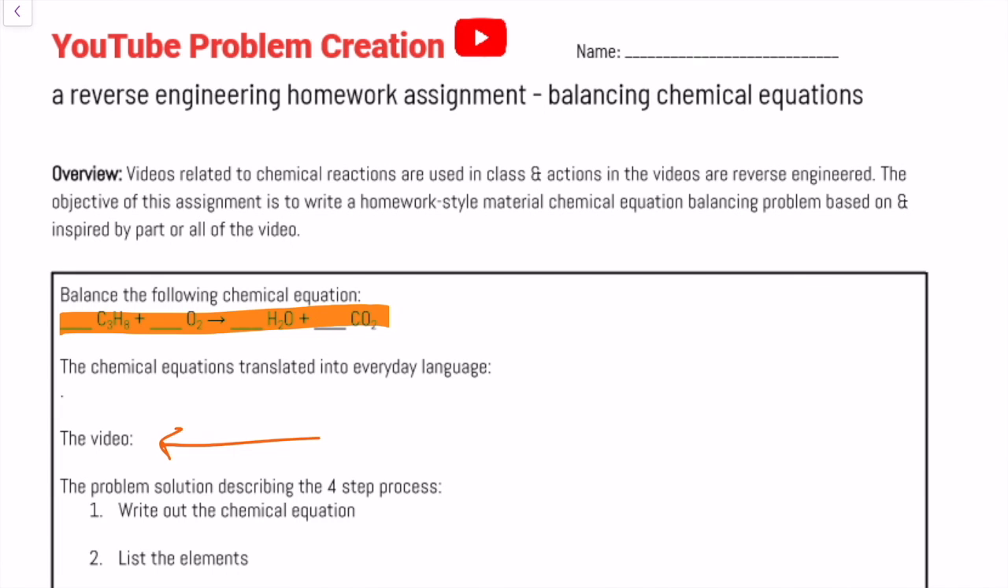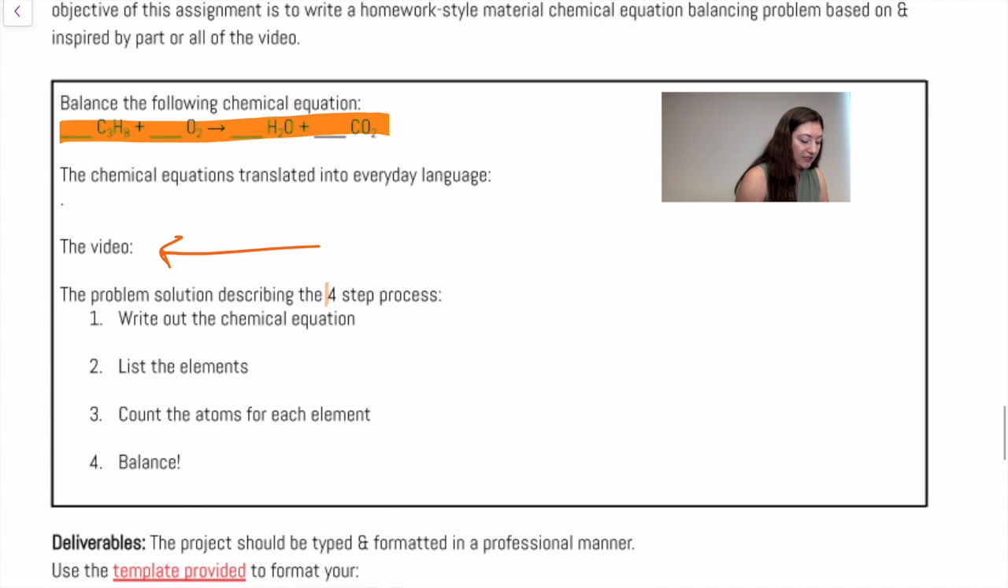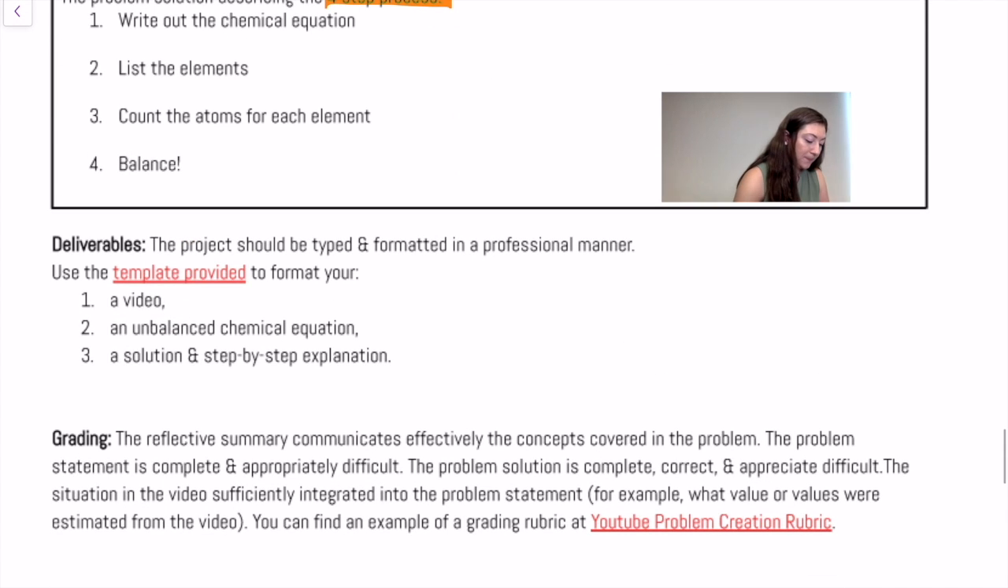So you can see here we have our chemical equation that these students would be assigned. So this might be a sample or it would be an individual group. The chemical equation would be translated into everyday language. So this is the student's opportunity to show me they understand what a chemical composition translates to. This is where they would support the video that follows up with their chemical equation, and then they would be responsible for showing me the final answer in the 4-step process that we work together in class to do.